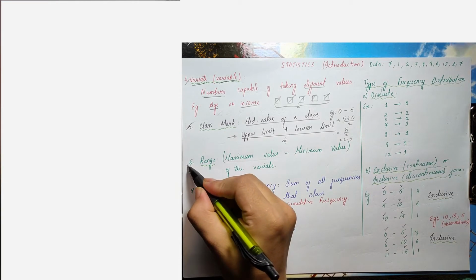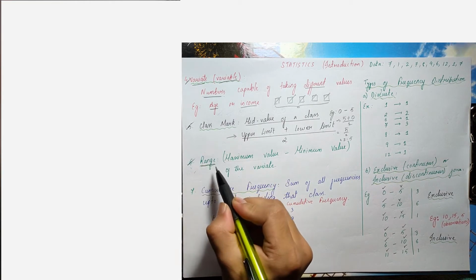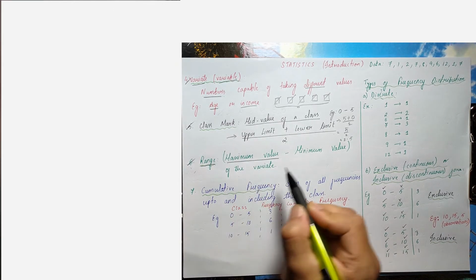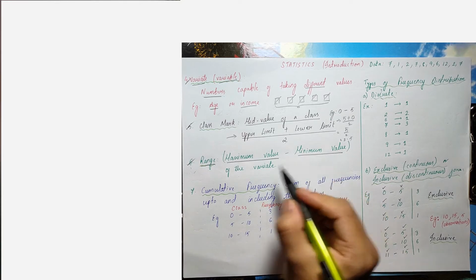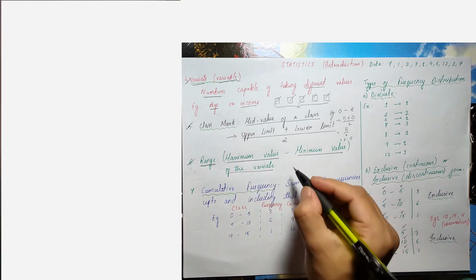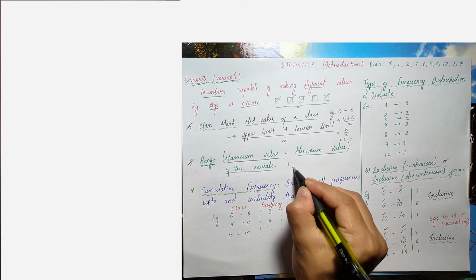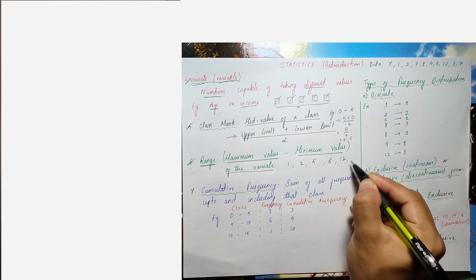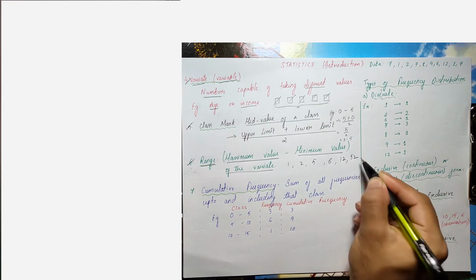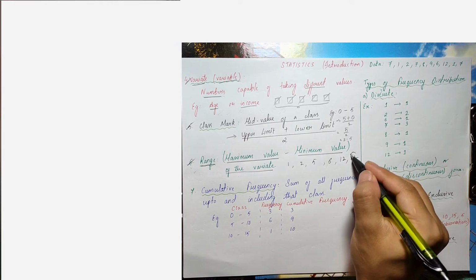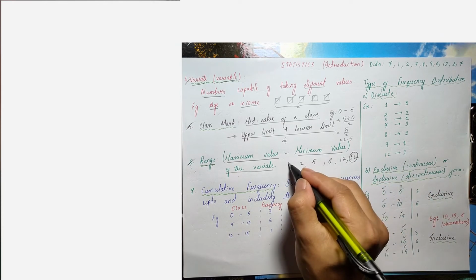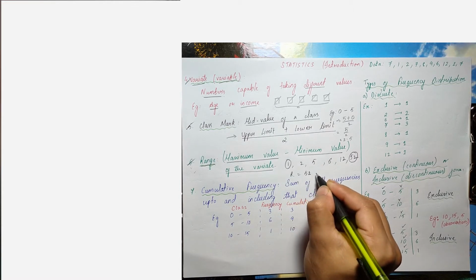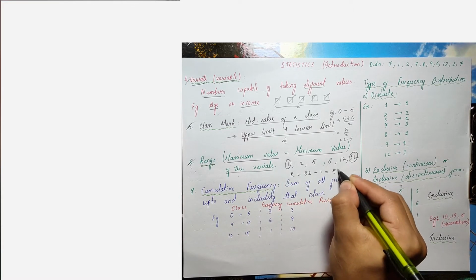Let us now discuss the sixth term, that is range. Now range is given by the maximum value minus minimum value of the variate. For example, if we have data 1, 2, 5, 6, 12, 52, then here the maximum value is 52, the minimum value is 1, so your range becomes 52 minus 1, that is 51.